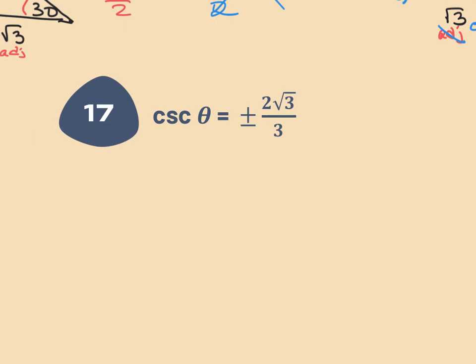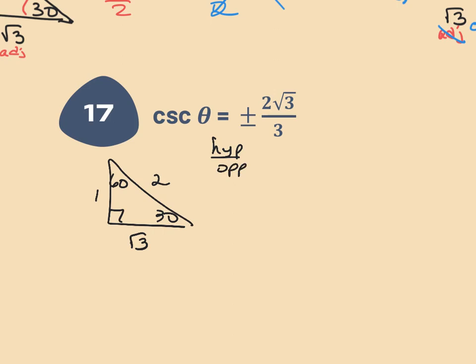Plus minus. This tells me that it's going to be all 4 once I find the reference angle. So for cosecant, I see again a root 3. So again, I'm doing 30, 60, 90. Across from 60 is root 3. This is 1, this is 2. Cosecant is the reciprocal of sine, so I'm going to be doing hypotenuse over opposite.